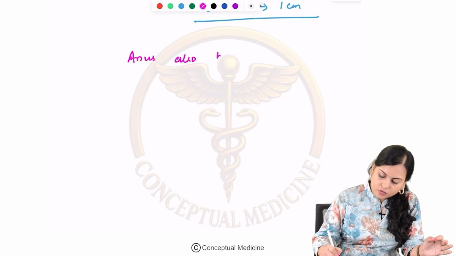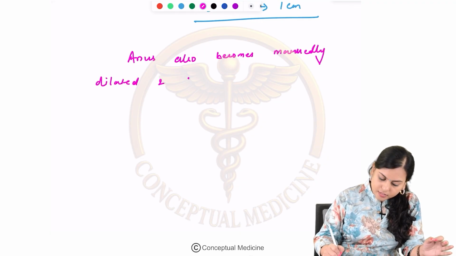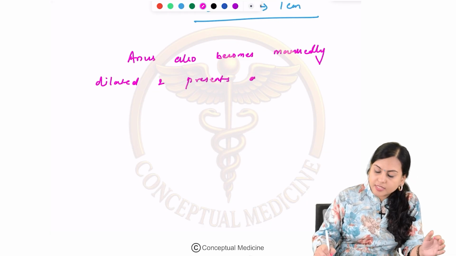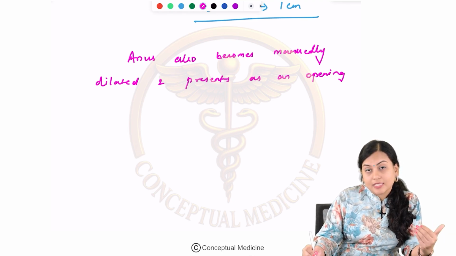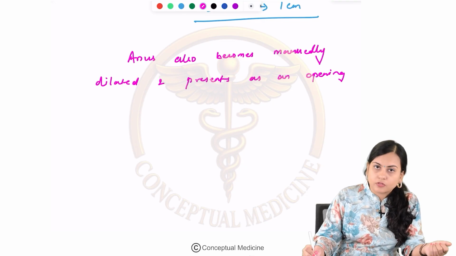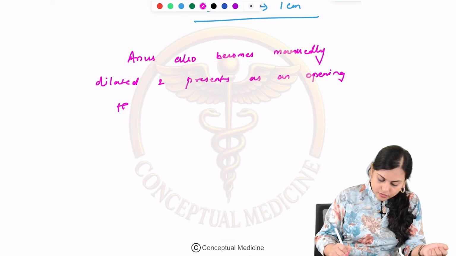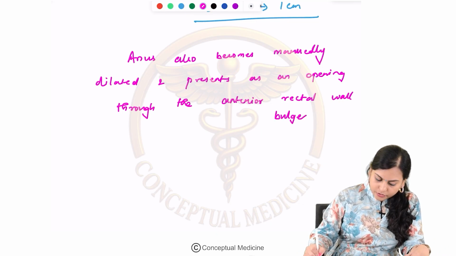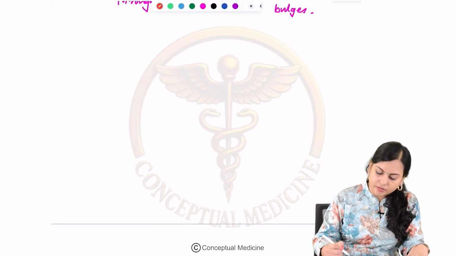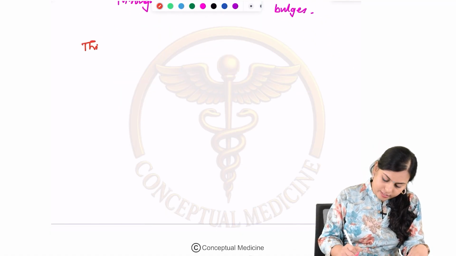The anus also becomes markedly dilated, and it presents as an opening, so that you will be able to see that the anterior rectal wall will be prolapsing through the opening. Okay, the opening through which the anterior rectal wall bulges. Clear?